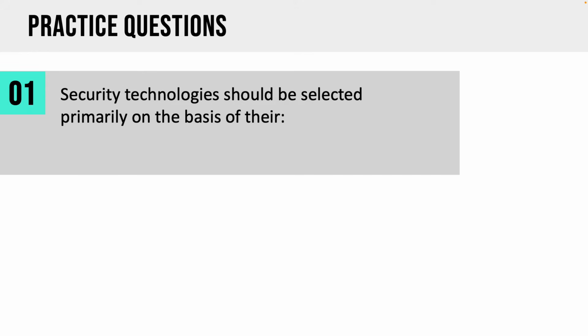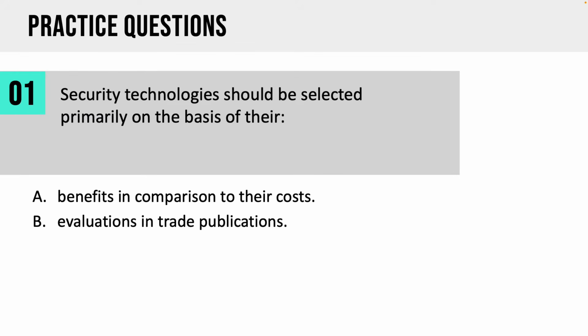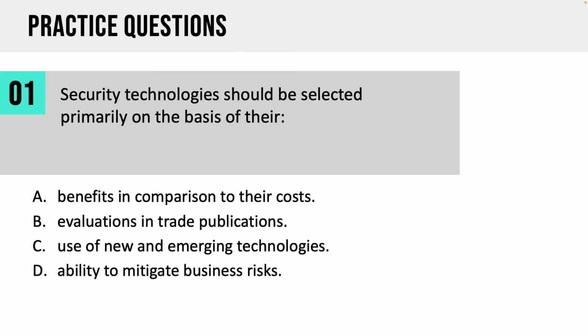So security technologies should be selected primarily on the basis of their A, benefits in comparison to their costs, B, evaluations in trade publications, C, use of new and emerging technologies, or D, their ability to mitigate business risks. So they're asking us what they should be selected on primarily. So what's the most important of these?